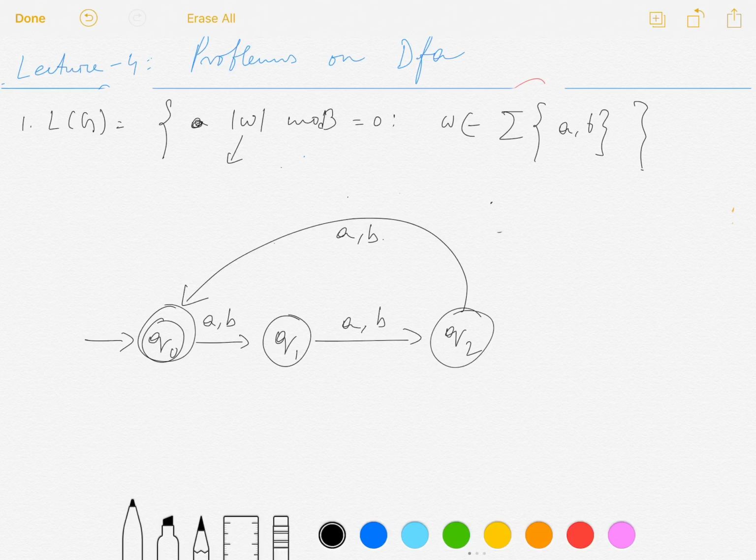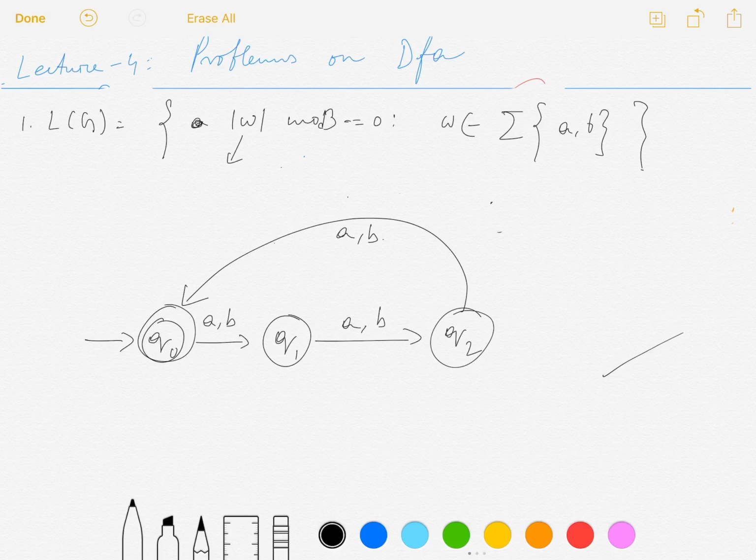And another thing is that the length of the string that we are getting here should be 0, 3, 6, 9, 12, that means an integral multiple of 3. Now, if it is clear that mod omega mod 3 equal to 0, then this should be the DFA, right.